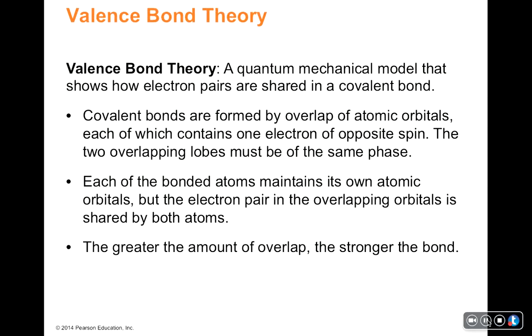So this I've mentioned sort of mostly, but here's the main pieces of this theory. These covalent bonds are formed by overlap of orbitals, each of which contains an electron of opposite spin. Those two overlapping lobes must be of the same phase. That means they're the same type. You wouldn't have a 2px overlapping with a 2py of the other atom, for example.